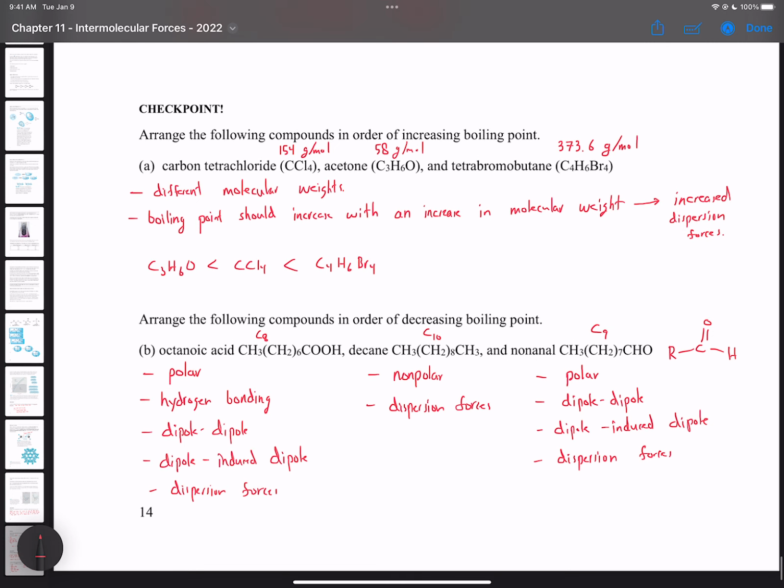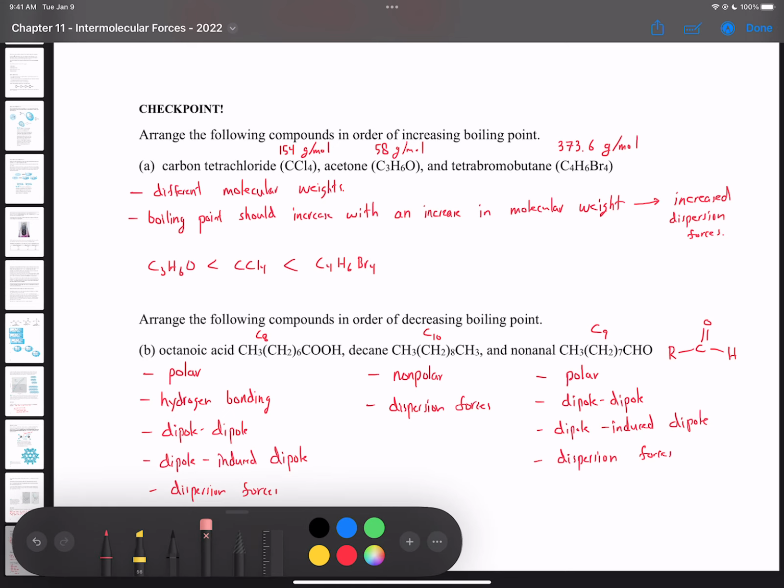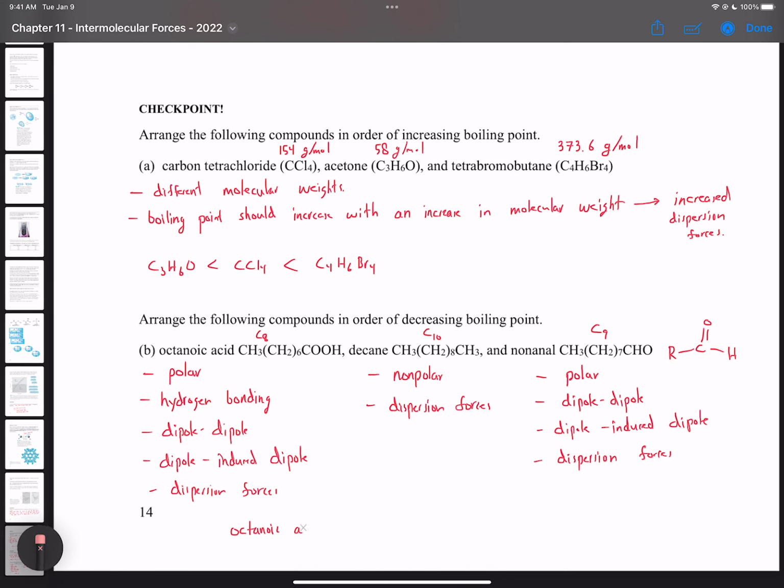And this one, we're going to do decreasing boiling point. We're going to say octanoic acid is greater than nonanal, which is greater than decane. So this is decreasing boiling point.